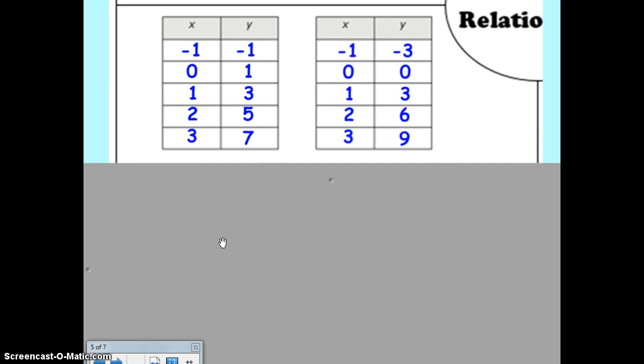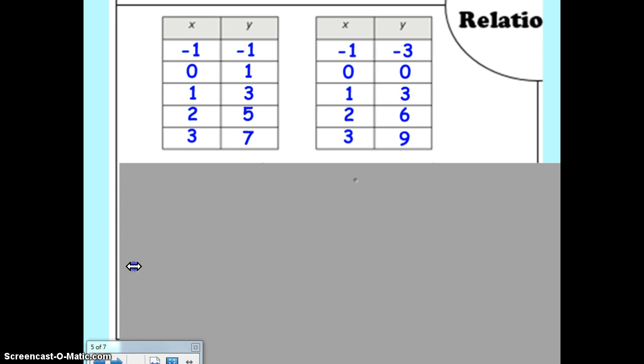Here is another example of a table that has a linear relationship. The rate of change between any 2 points on the table will be the same, making it a straight line when graphed.